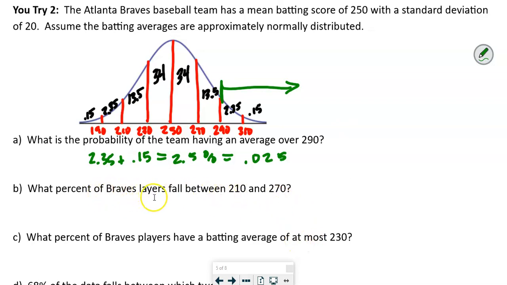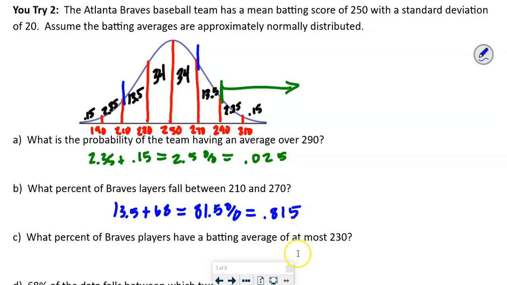Then it says what percent of Braves players fall between 210 and 270. So here we've got 210 there and 270 there. So we're going to do the 13.5 plus the 68. Remember, 34 plus 34, 68. And that's going to be equal to 81.5%. And again, that's 0.815 if we write it as a decimal.